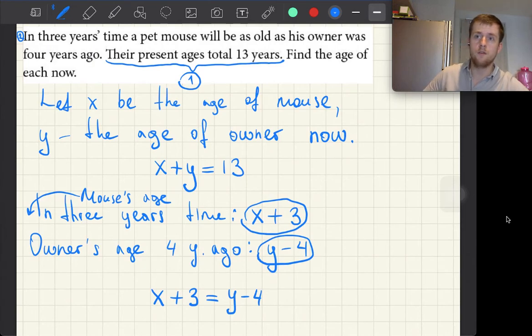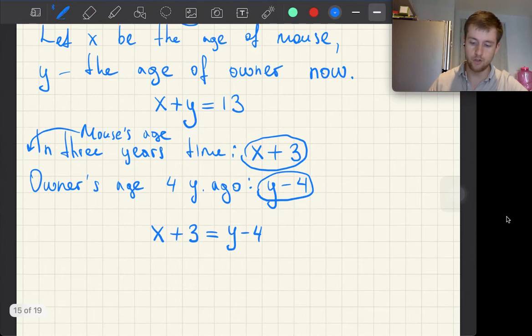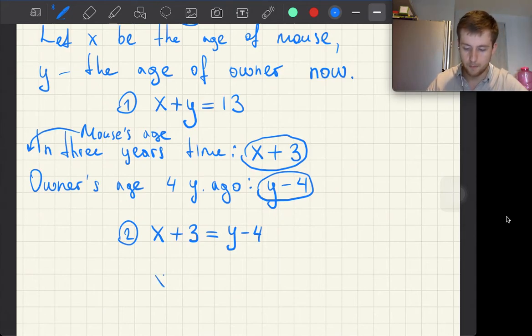Again, a lot of these problems are just as much about your English comprehension as they are about maths, and this problem is no exception. You have to be very careful when you read it, because I get confused as well. I was like, what? 3 years time, 4 years ago, what is this about? So try to read it carefully, maybe make a small diagram for yourself. Maybe that's going to help. So anyway, these are our two equations: x plus y equals 13, and x plus 3 equals y minus 4. Let's solve them together.